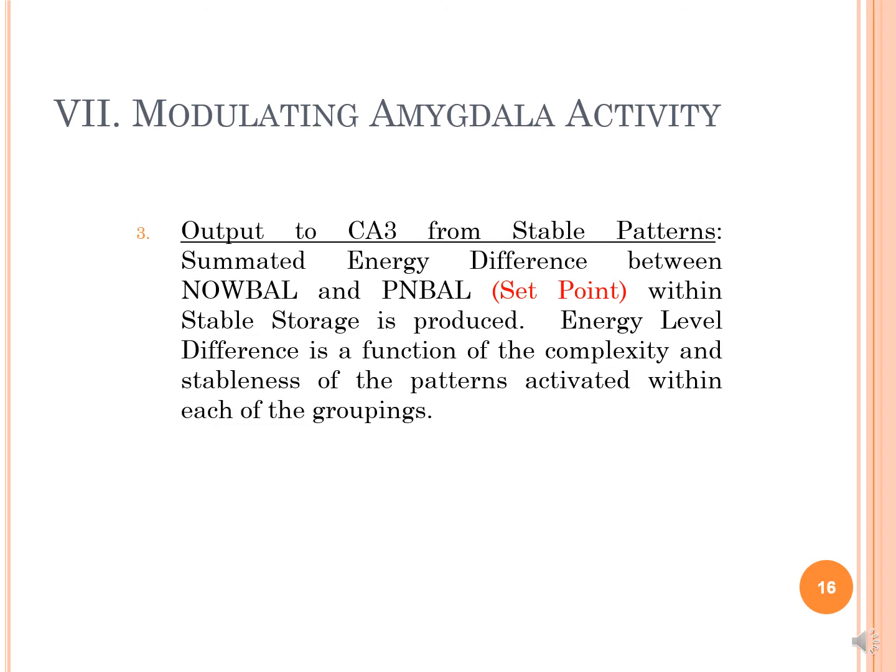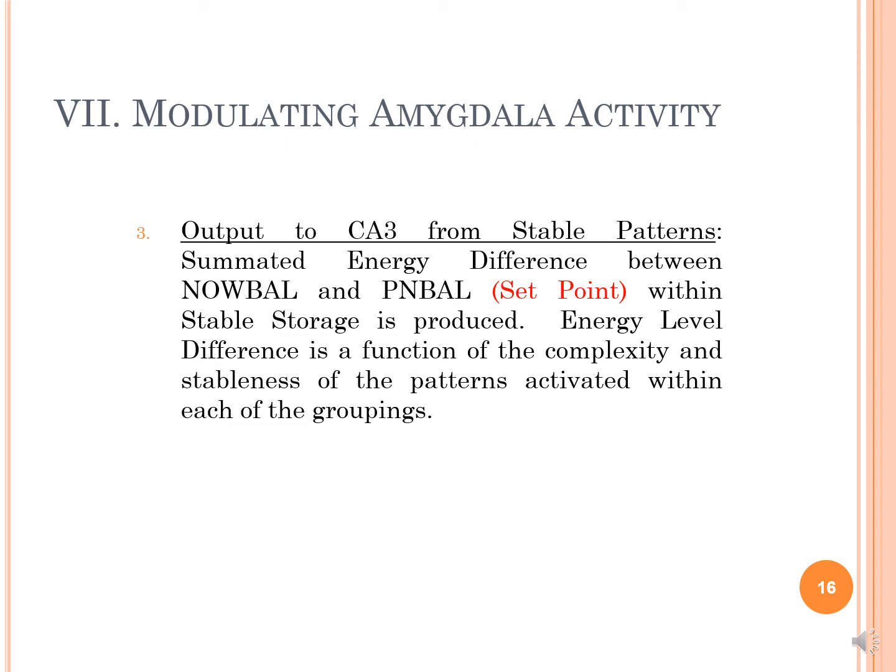Number 3, output to the CA3 from the stable patterns. Again, we're within the hippocampus still. Summated energy difference between non-optimal wants baseline activity level and primary needs baseline activity level. This is going to be the set point within stable storage that is produced. Energy level difference is a function of the complexity and stableness of the patterns activated within each of the groupings.